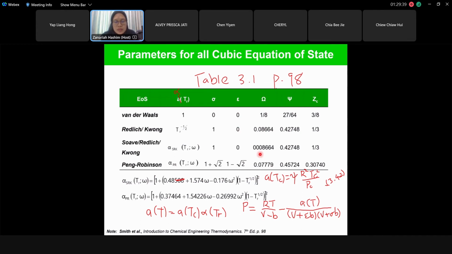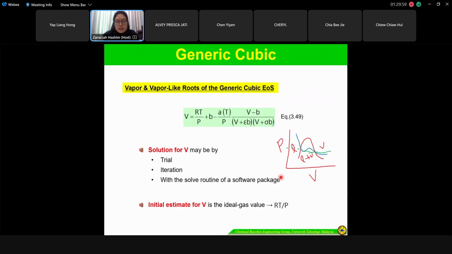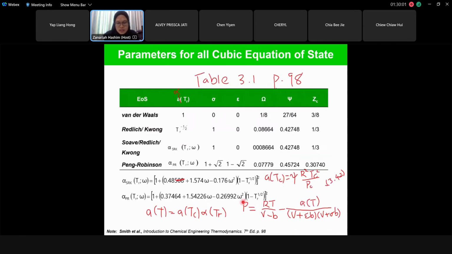This is how you can substitute the values from the table here, based on what you want. So whether you want to use van der Waals or Redlich-Kwong or the SRK or the PR, you need to get the values of the parameters from here. Okay, so just now, you have this equation, the generic cubic equation in terms of P equals.